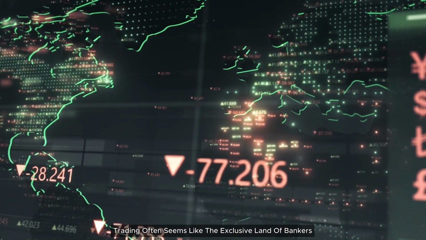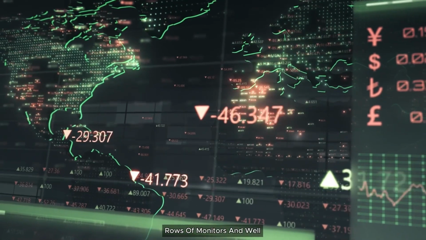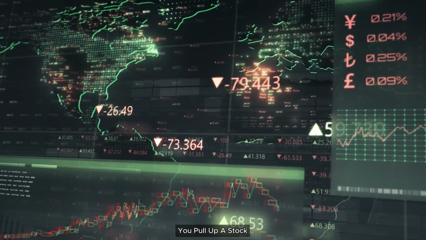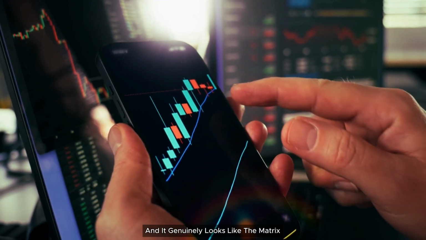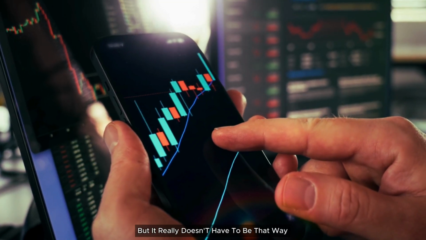You know, trading often seems like the exclusive land of bankers, rows of monitors, and, well, ulcer medication. Does that resonate with you? I think we've all been there. You pull up a stock or forex chart for the very first time, and it genuinely looks like the Matrix. It's stressful, with confusing squiggly lines all over the place, but it really doesn't have to be that way.